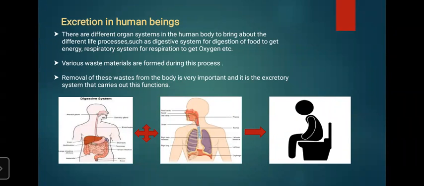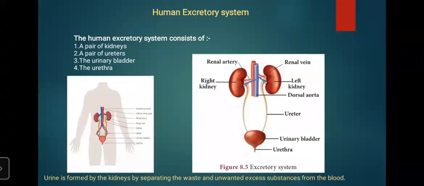The human excretory system consists of a pair of kidneys. You can see a pair of kidneys in the picture. The red colored portion is called the kidney. Just observe it carefully. Then there is a pair of ureters, the urinary bladder, and the urethra. Urine is formed by the kidneys by separating the waste and unwanted excess substances from the blood. This happens during the process of filtration. Always remember that the right kidney is slightly lower than the left one due to the presence of the liver on it. The kidneys are bean shaped.